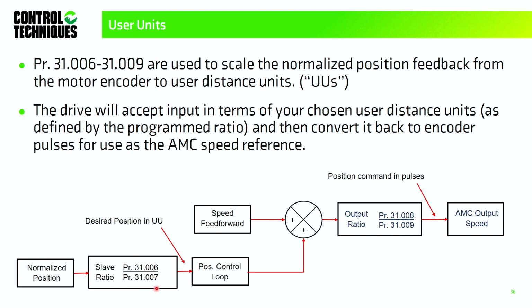So what we do here is we take motor position, utilize your desired user unit ratio. That becomes the command position here. But then the output is converted back to pulses and then fed into the AMC output speed. So we take input in user units, convert it back to raw encoder pulses, and menu 31 parameter 8 and 31 parameter 9, those are simply the inverse of whatever the ratio is here. And I'm going to show you examples of this now.